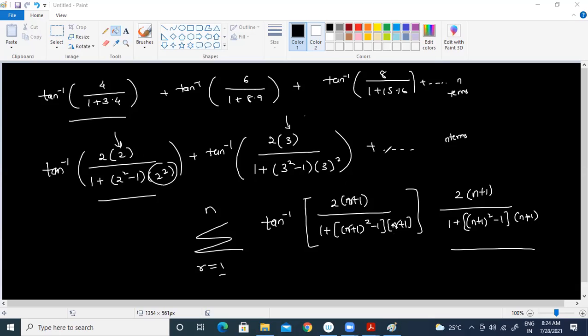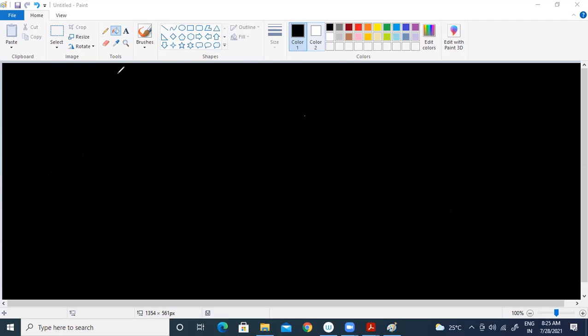This is something which you have already been trained in the lesson sequence and series. So that is going to help you. So I'll just write the general term now. The general term is summation, r runs from 1 to n, tan inverse of 2 into r plus 1 upon 1 plus r plus 1 bracket square minus 1 into r plus 1 bracket square.